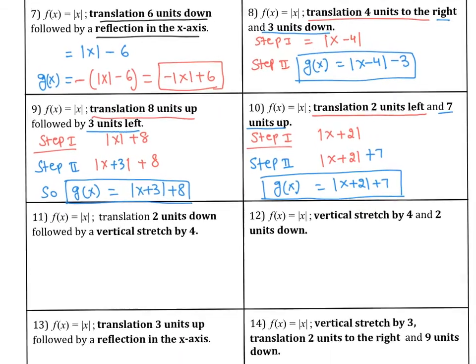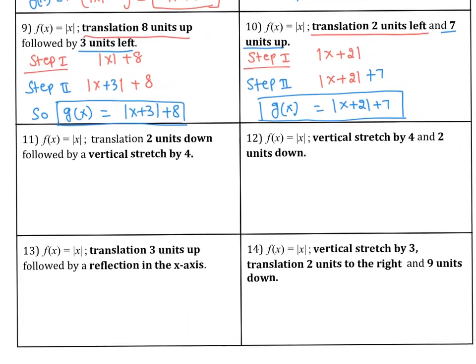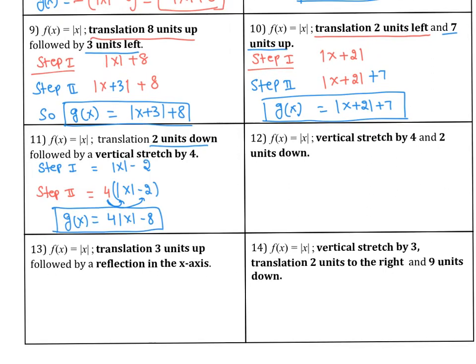Now let's do number 11, 12, 13 and 14. For number 11, you're going to first do the translation 2 units down, followed by the vertical stretch. So step number 1 is to move the function 2 units down, so absolute value x minus 2. And then the next one is vertical stretch by 4. So you're going to multiply the 4 with the whole function. Put the function in a bracket and distribute the 4 inside. You're going to get the final answer, g(x) equals 4 times absolute value x minus 8.